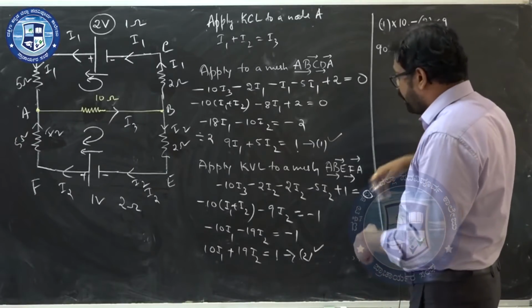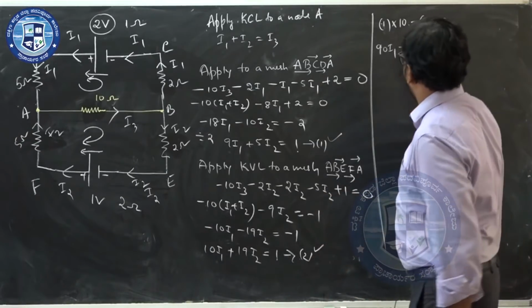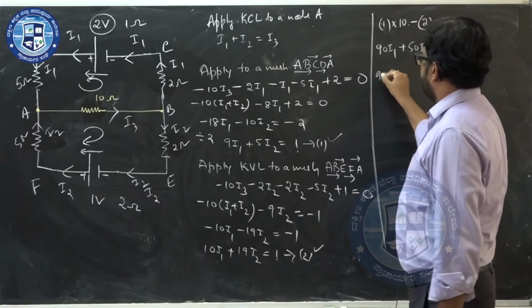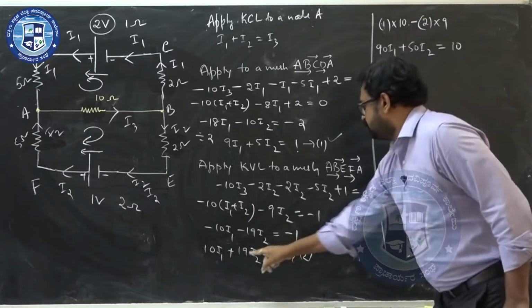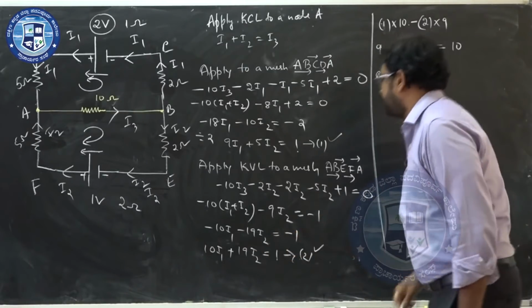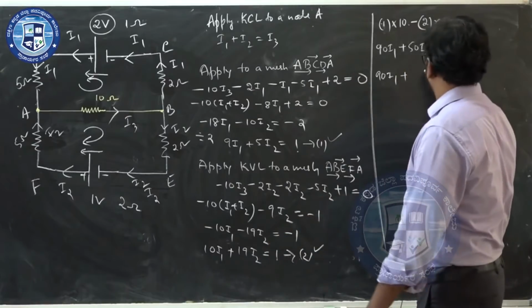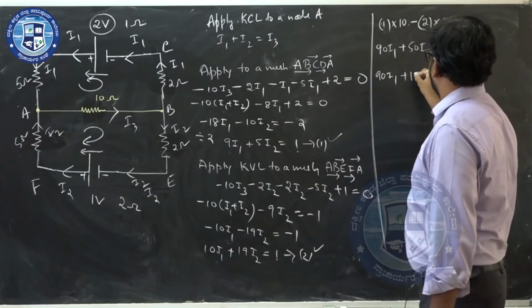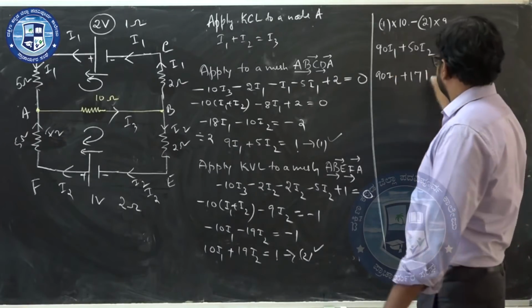Then I have to subtract equation 2 after multiplying by 9. First I'll multiply by 9 and write 90 I1. This is 19 into 9 I have to do, right? 9 nines are 81, 8 is remaining, 9 ones are 9, 9 plus 8, 171, correct?